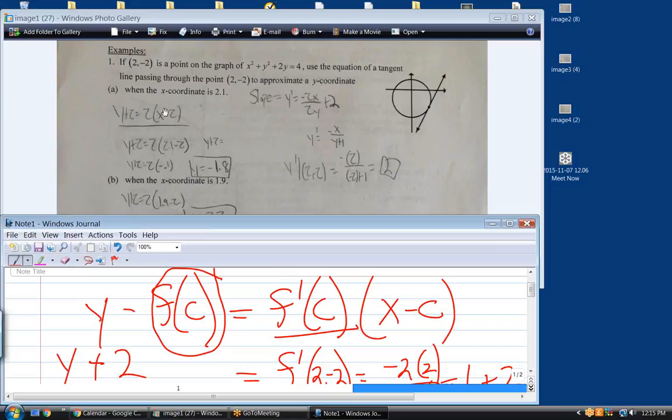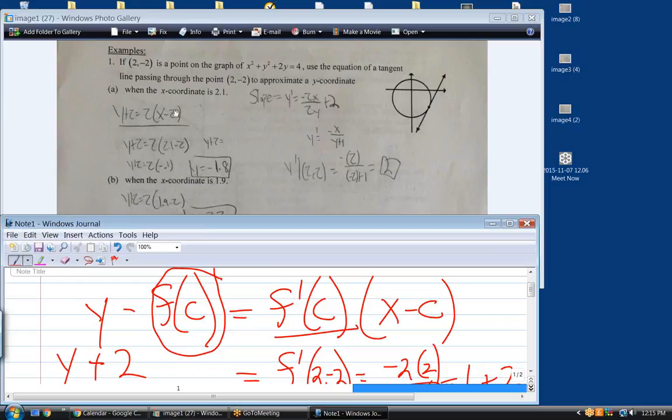Okay? And now to find the y-coordinate when x isn't 2, but it's slightly away from 2. This method only really works when you're dealing with x values that are close to an x value that you know. In other words, this method's not going to work real well if I want to find the y-coordinate when x is 21 or 100.